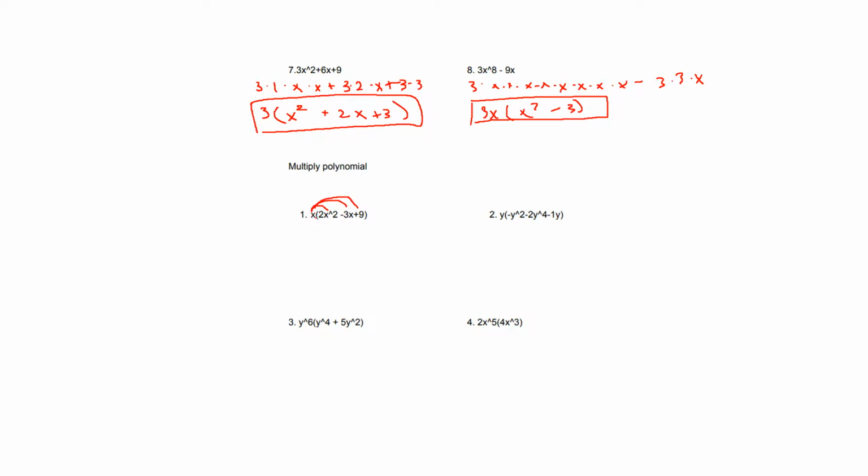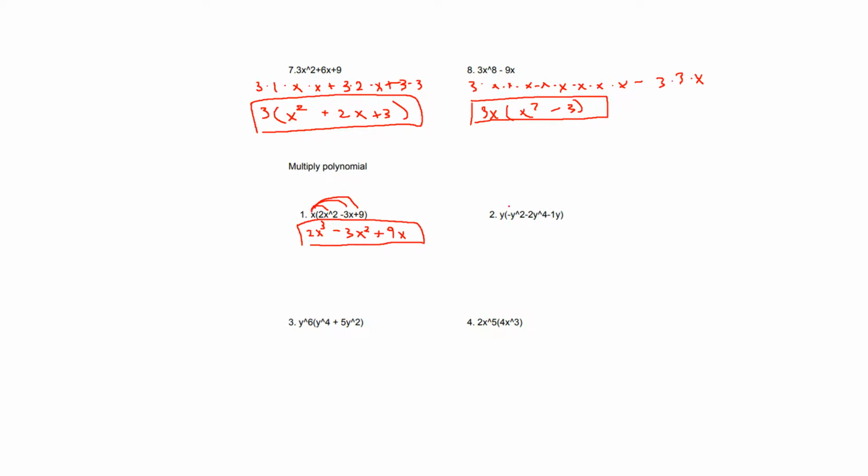So we first multiply x with 2x squared, which will make it 2 times x to the power of 3. Then multiply the x with the negative 3x. So it will be negative 3x squared. And if you multiply with the 9, then it just becomes plus 9x. So that is your answer.